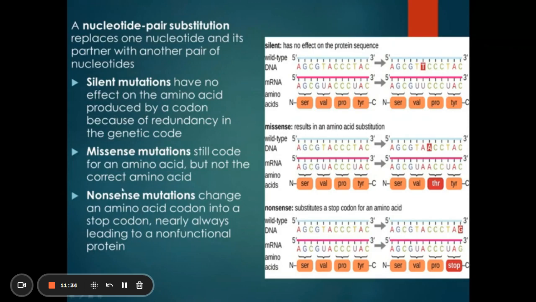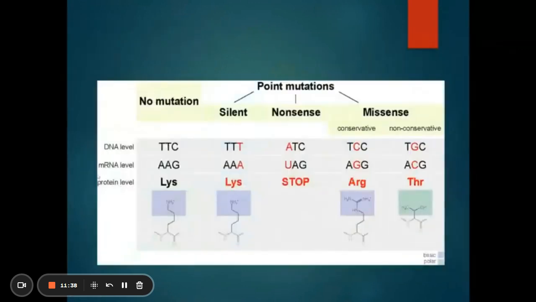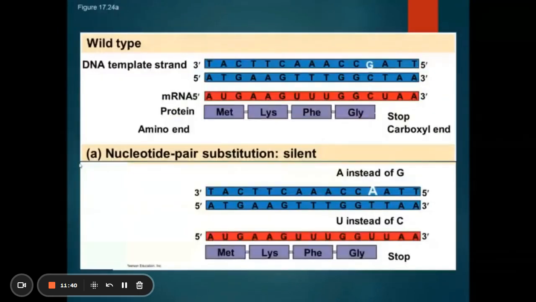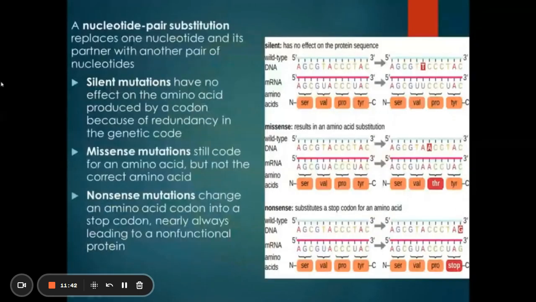And do you have to know the difference between them? You absolutely do. Okay? So silent mutations, let's see. We'll read this together and then we'll look at the example. Silent mutations mean that there is a change in the DNA, but because of the redundancy of the genetic code, there's no change in the amino acid sequence.